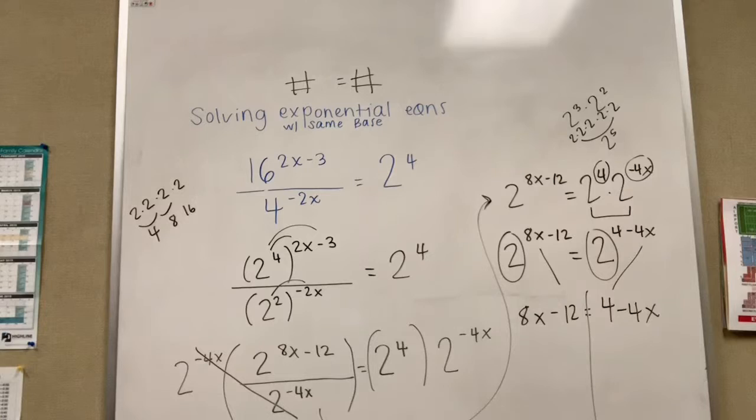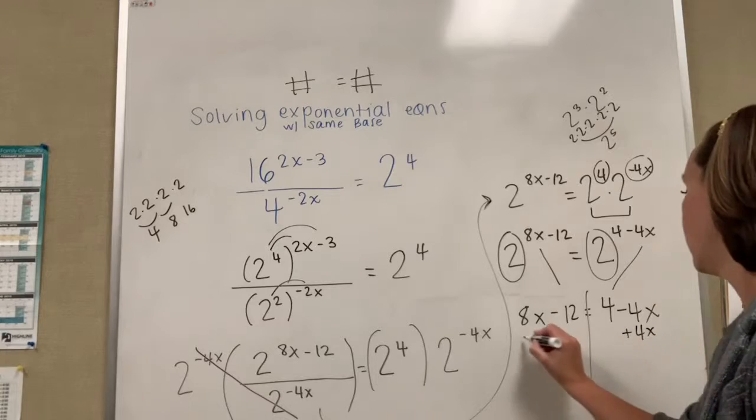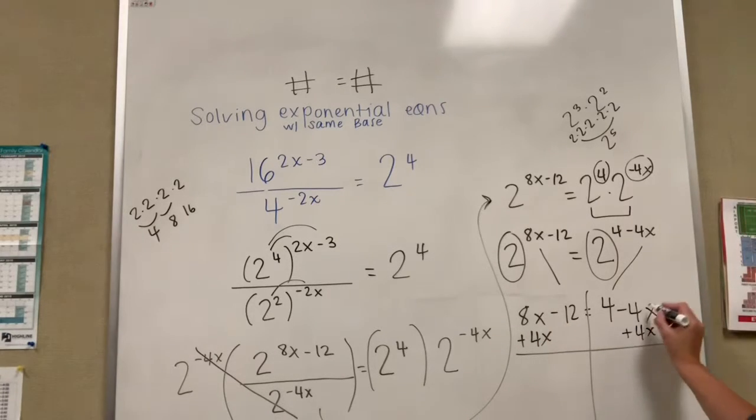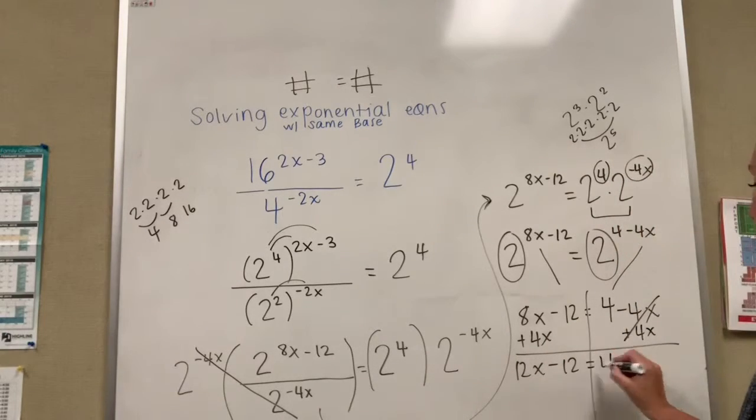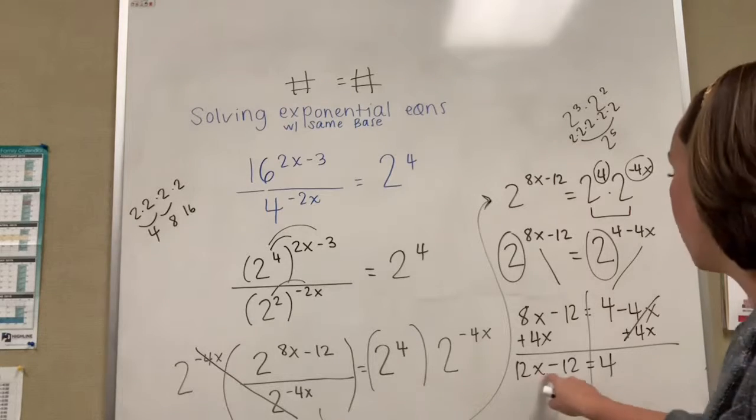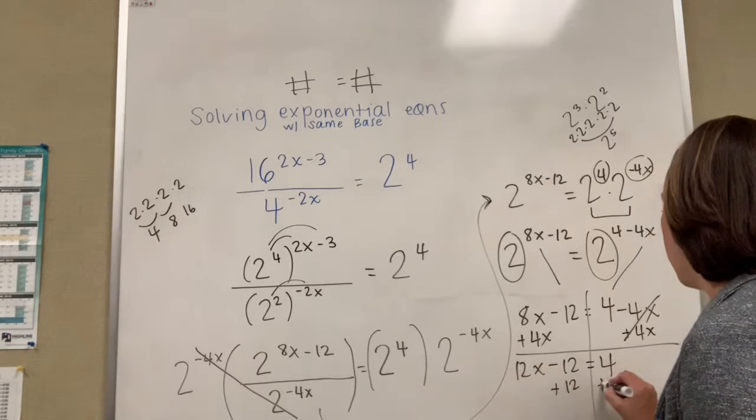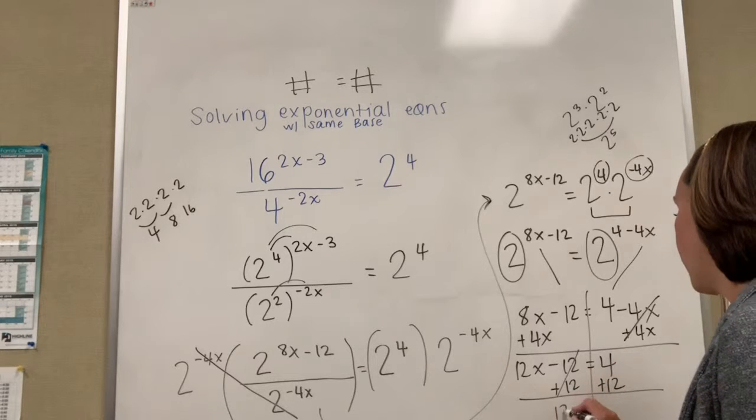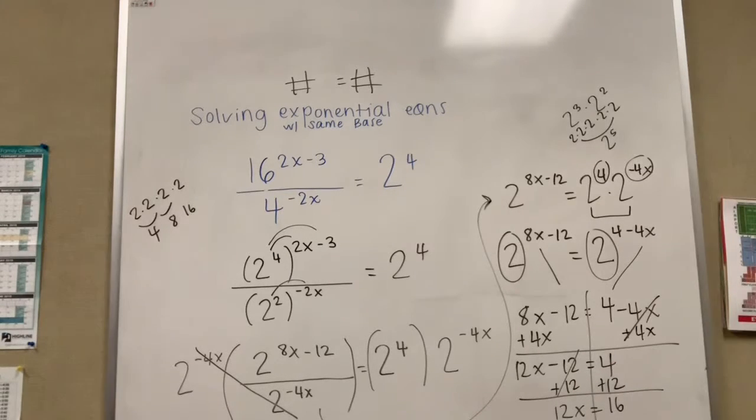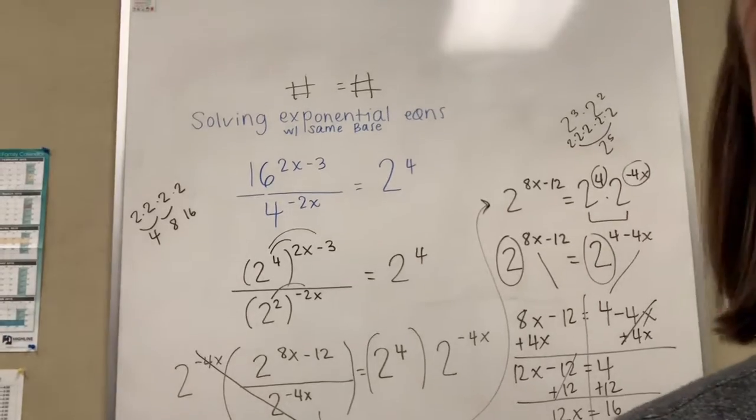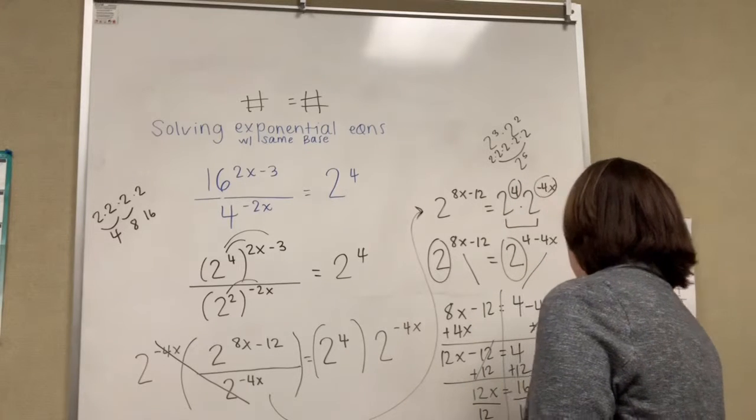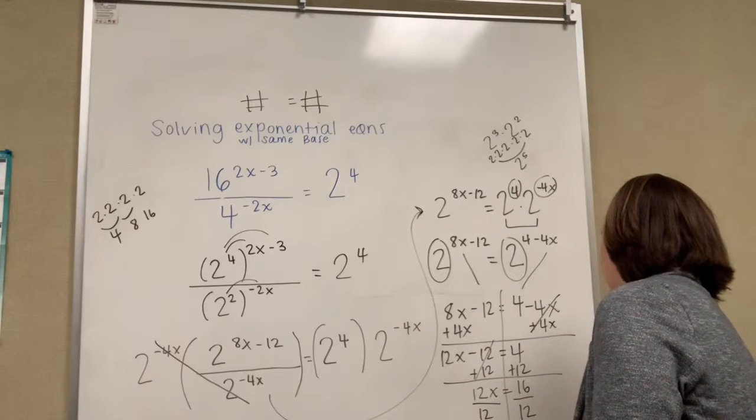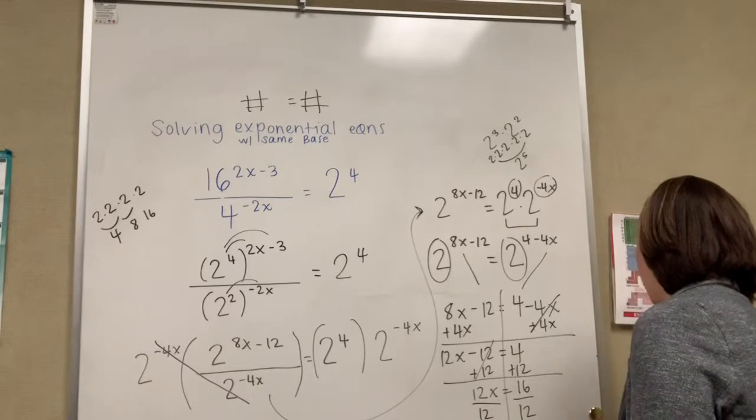And now we do our old and familiar solving skills. If my goal is to get x by itself, I want to get them all to one side. So right here, these make 0, and it's gone from there, and this makes 12. I want to get the x by itself, so let's make another 0 here by adding 12 to both sides. 12x equals 16. I'm not going to get a whole number. That's okay. My last step to get x by itself is divide by 12. So x equals 16 twelfths, or 4 thirds.